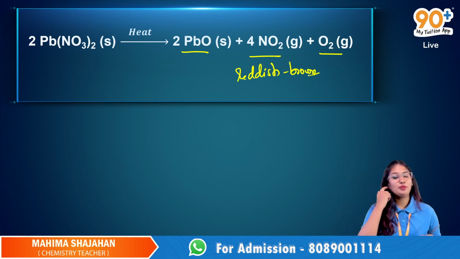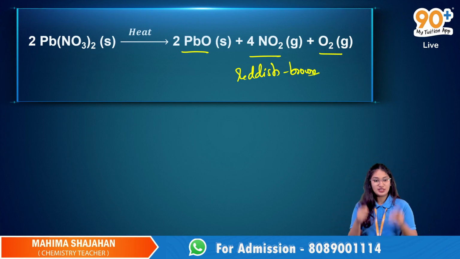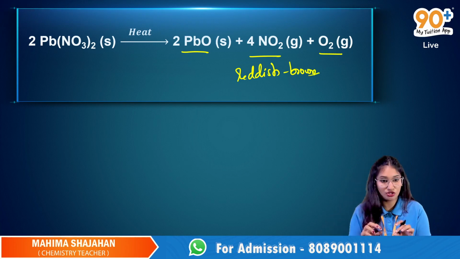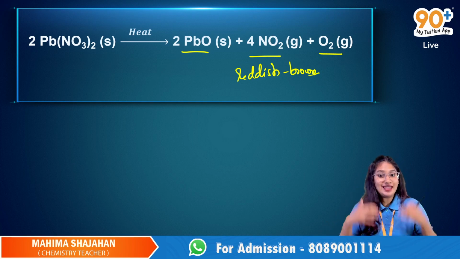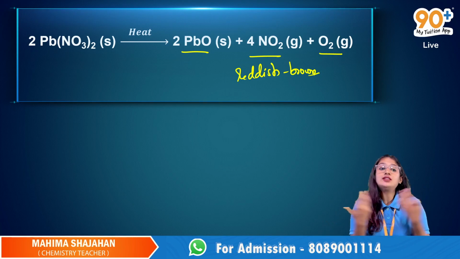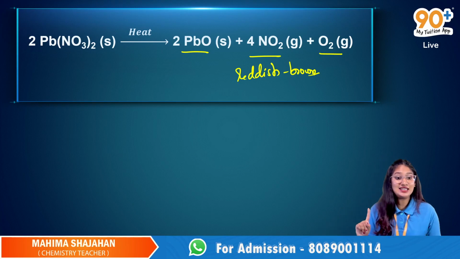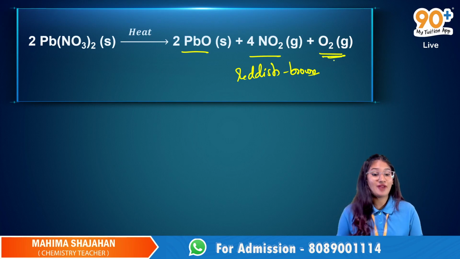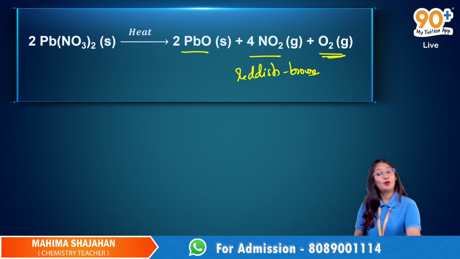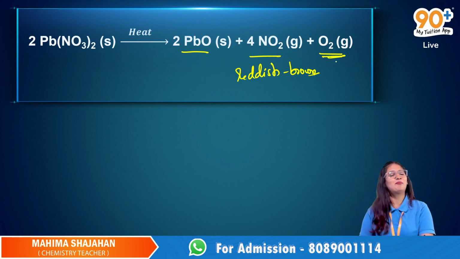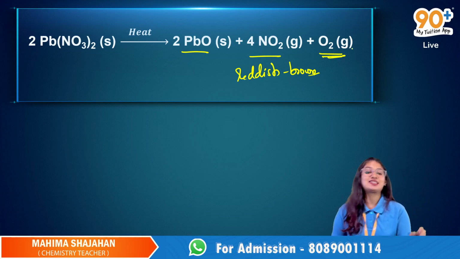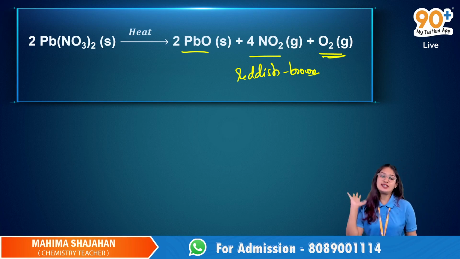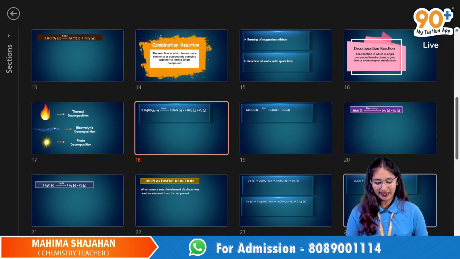Now, if you bring a burning incense stick and keep it at the mouth of this test tube, you can see that the flame gets flared up. It will burn a little more brightly. What does that indicate? It indicates the presence of oxygen. Why? Because oxygen is a supporter of combustion. So the presence of oxygen can be confirmed here. This is the example for thermal decomposition.